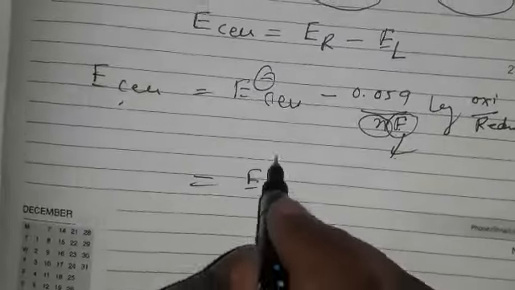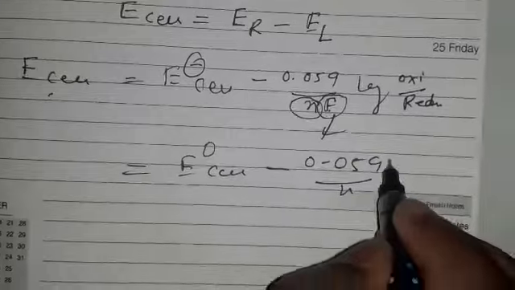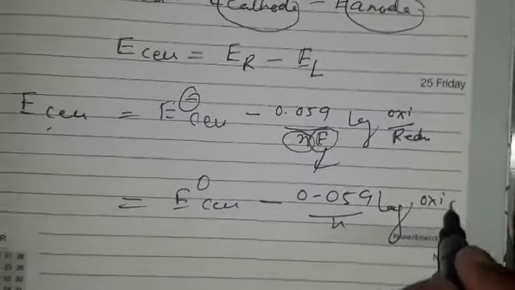The equation will be E cell equal to 0.059 by n times log oxidation by reduction. Now I am going to explain why oxidation by reduction, because two conditions are applied here. In my last lecture I explained the mathematical and experimental data. Mathematically, this basically helps you understand what E cell is, and what the Nernst equation is. Why is the Nernst equation used to calculate the E cell?